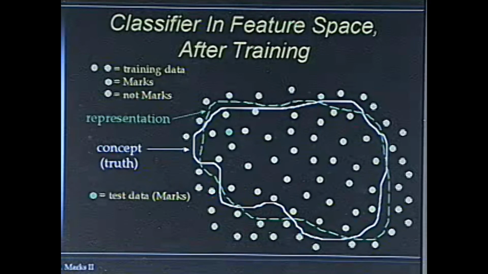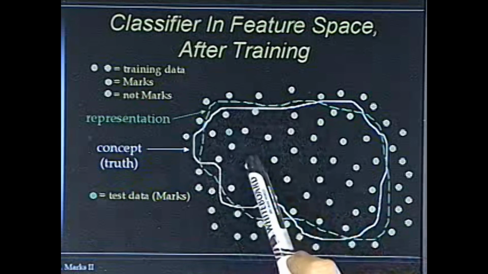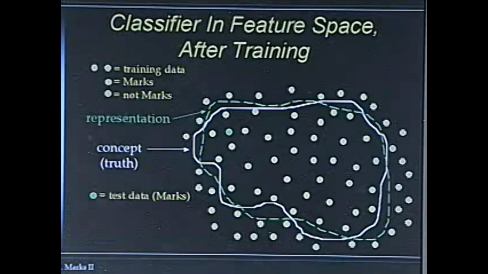And then, if this was, for example, a Marx versus a non-Marx, and you gave me a new representation, and it was within this dashed line, you would say, that's a Marx. If it lied outside, that would not be a Marx. You're not going to be 100% accurate, but it will work pretty well, especially if there's no noise, and indeed the representation is close to the concept.